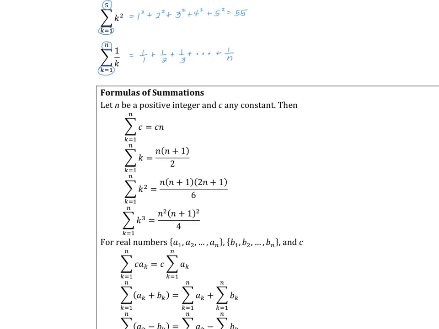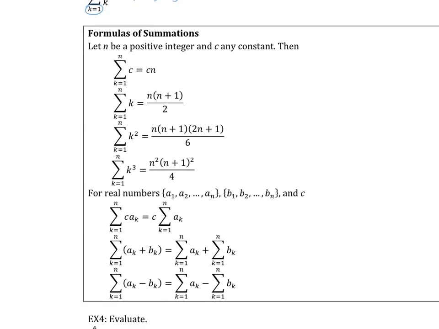So now that you're familiar with this summation notation, or sigma notation, I'd like to look at some formulas for summations. In this first formula, it says if you're summing a constant number, then it's going to be equal to that constant number times whatever n value you're going to.